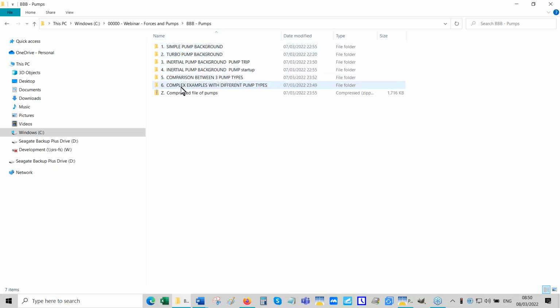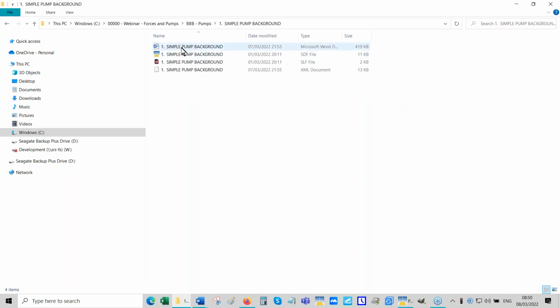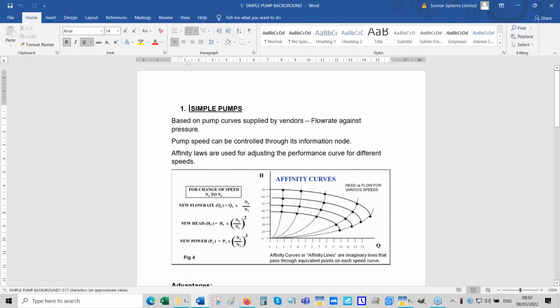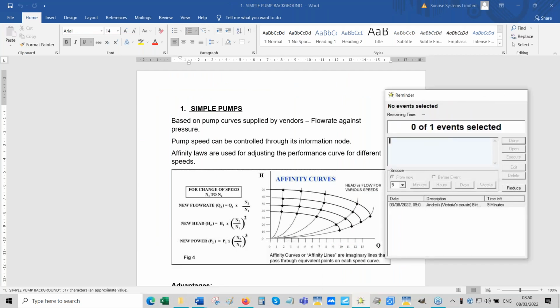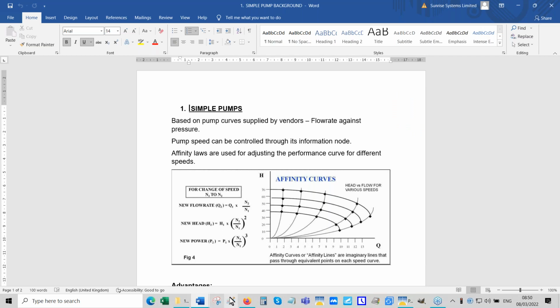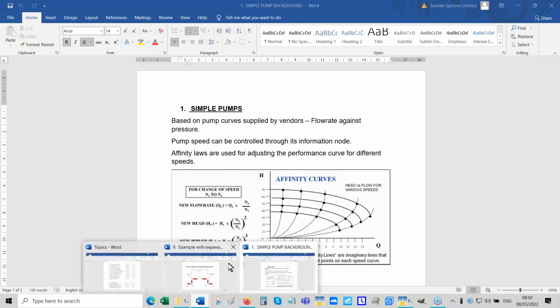So these are the 6 cases. And once again, I do not know if I'll have time to go through all of them, but I will go through definitely all the essential points. Simple pump curve. Let's be done with it. Okay. Let me close this.